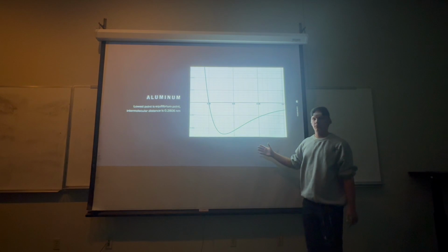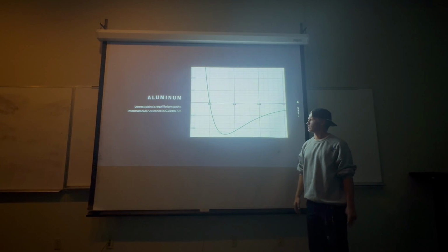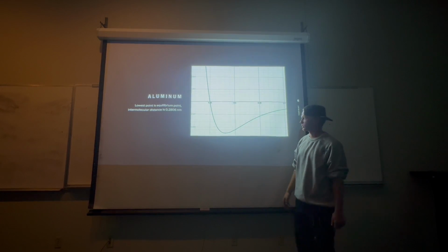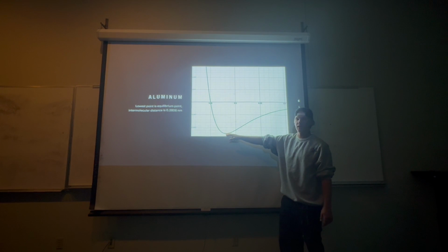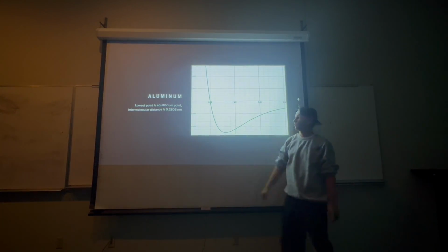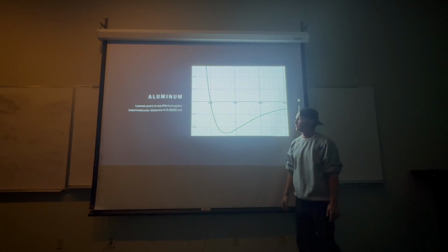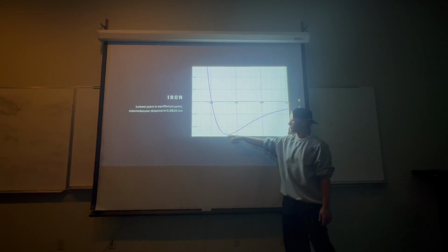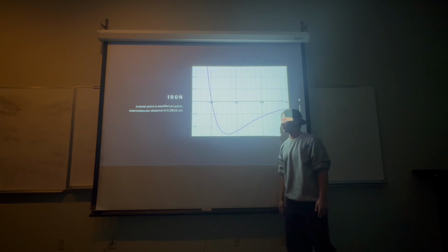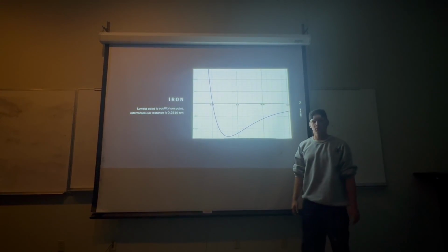So here we have the graph showing the distances and the energy in the atoms at those distances. Here at the bottom of the graph is where the atom will be at equilibrium, and at that point the distance is going to be 0.2806 nanometers in aluminum. And then same thing for iron, showing the same thing, just in a different spot. The equilibrium point, the distance is 0.2816 nanometers.